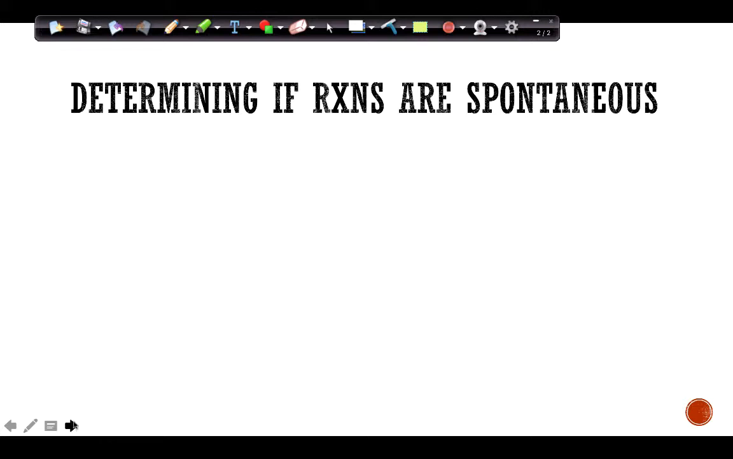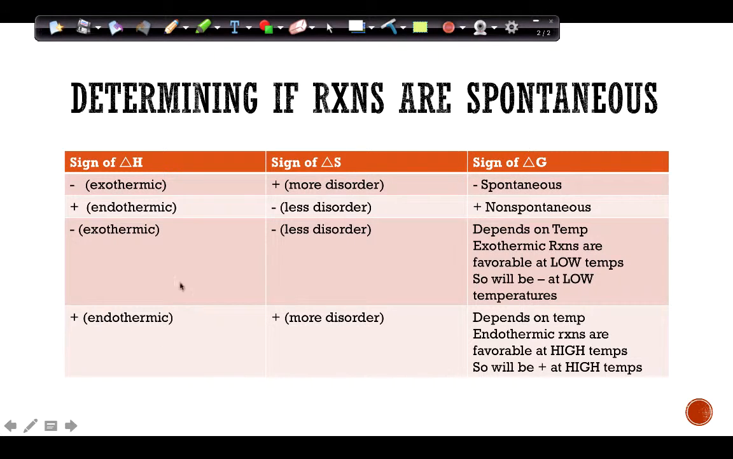Okay, so if you're trying to decide if a reaction is spontaneous, remember, we like it hot and we like it chaotic. So we like exothermic reactions and we like reactions that cause more disorder. So we like it when delta S is positive and delta H is negative. So let's go through all the scenarios.